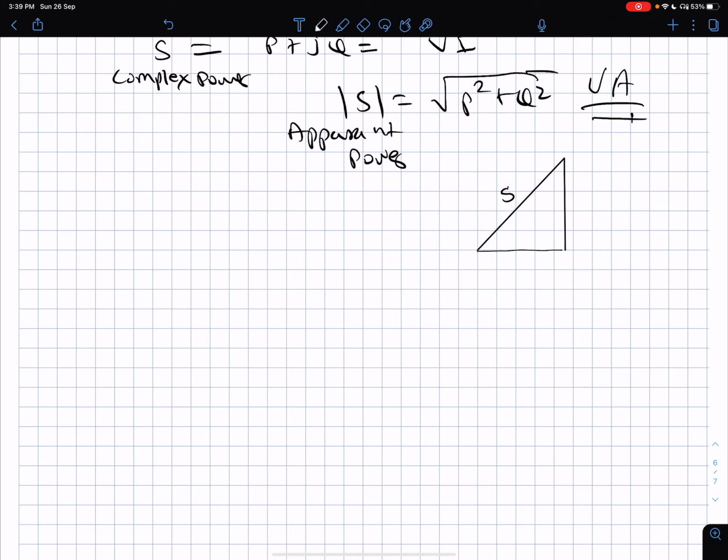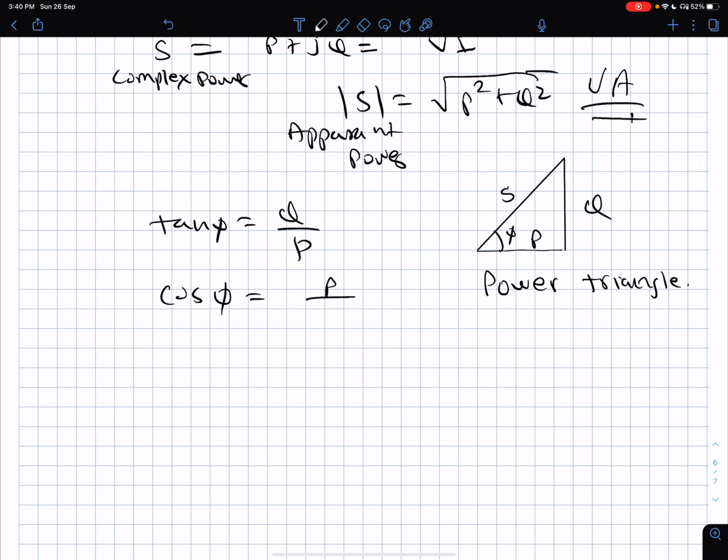Okay, yeah. So S, P, Q. This is called the power triangle, and tan of phi is equal to Q by P. Cos of phi is equal to P by S. These are two formulas that you would very often see in your equations, in your textbooks, and everywhere else. This is what you are going to see.